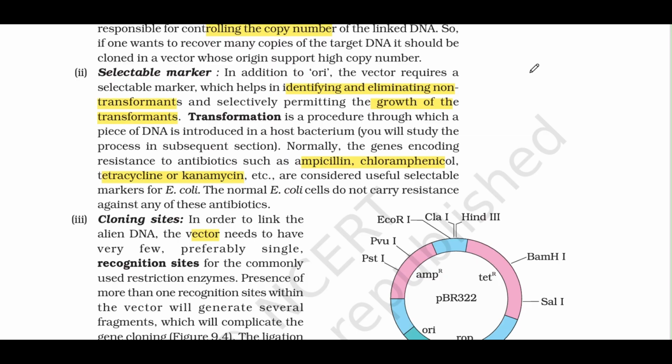Suppose there is an E. coli which is resistant to antibiotic, made by rDNA technology, and some E. coli which is not. This is the E. coli formed by rDNA, and this is not the recombinant DNA. So it has an ampicillin resistance gene, and the other doesn't have the ampicillin resistance gene.